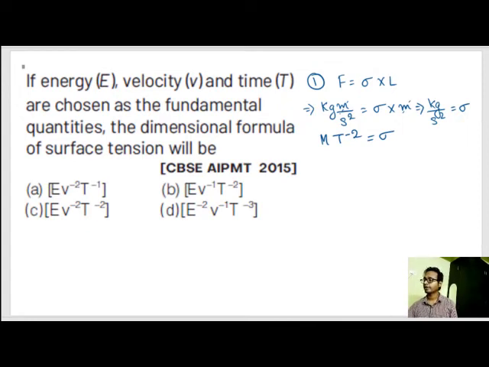Okay, for velocity we already know that velocity is equal to meter per second, or is equal to L t to the power minus 1, and time is t.